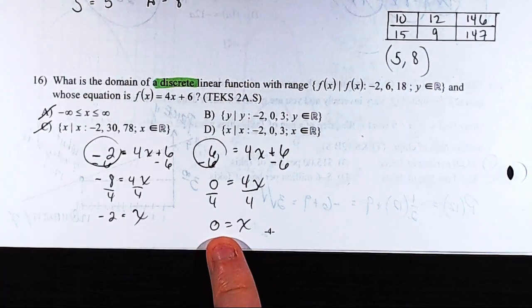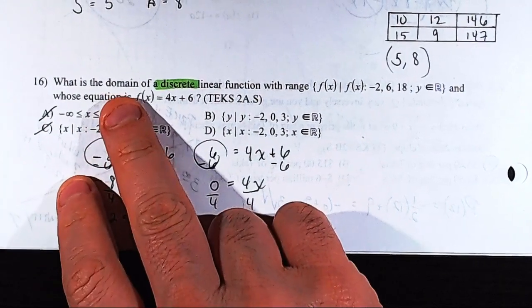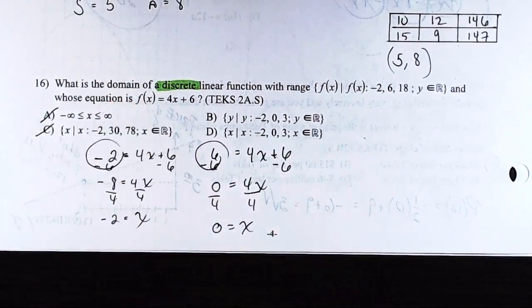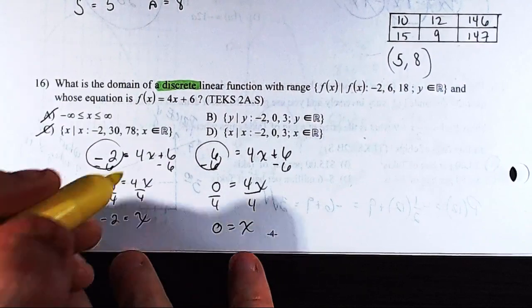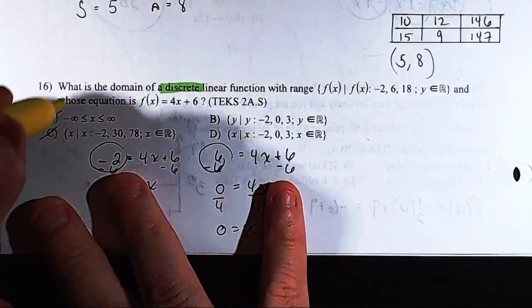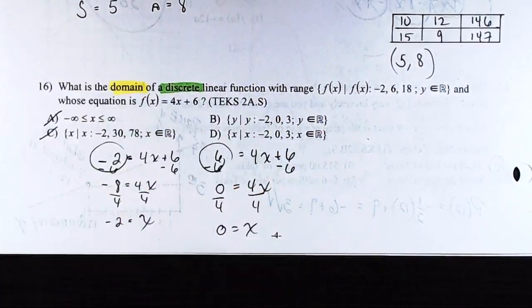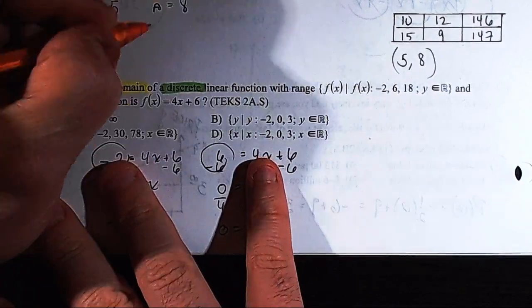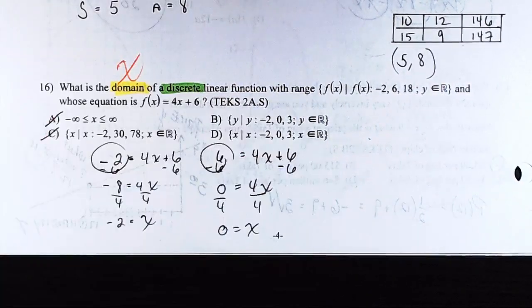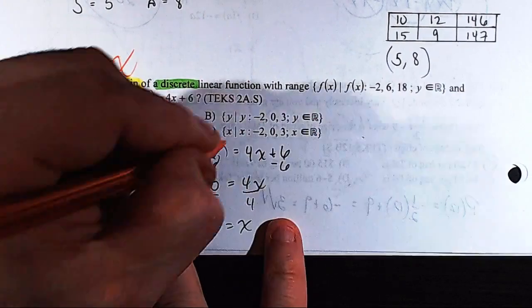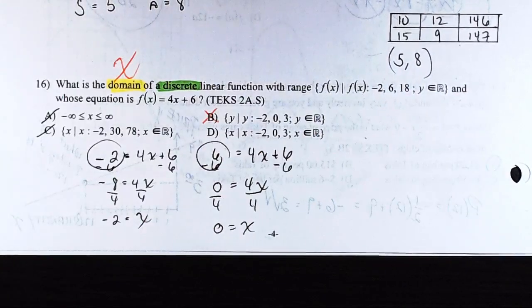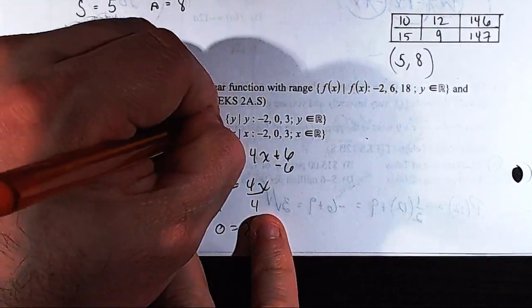Let's take a look. It's asking me for domain. So we've gotten it down to B and D. Domain refers to the x values. So I can get rid of B because that's the y values. All right, so it's got to be D.